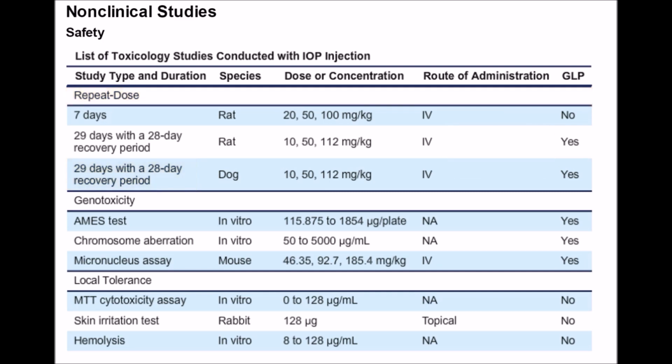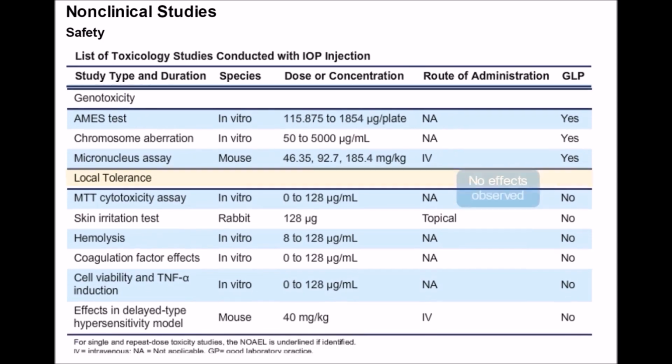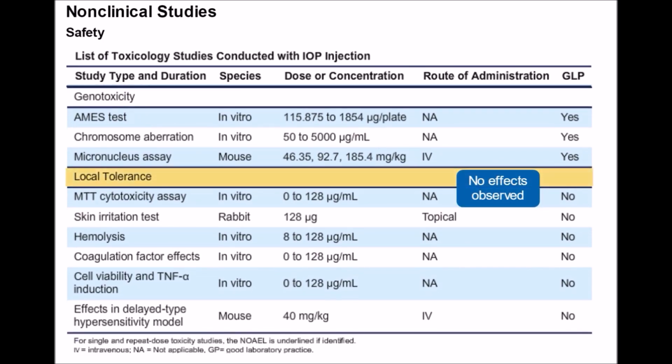All genotoxicity studies have indicated that IOP injection possesses no evidence of mutagenic activity. No effects were observed in a panel of local tolerance tests. No direct carcinogenicity or reproductive and developmental toxicity studies have been conducted to date.